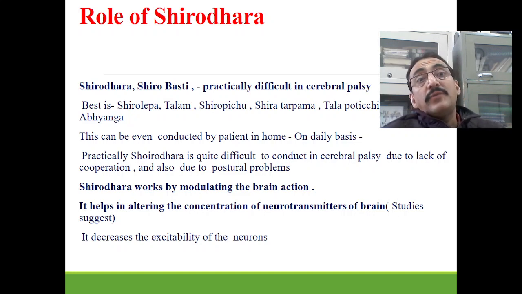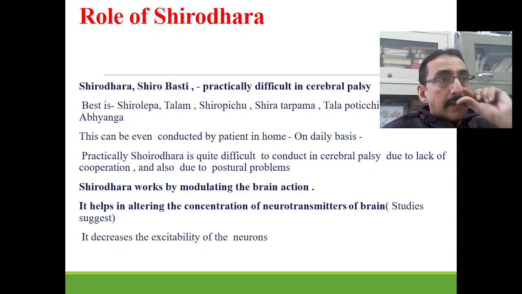Now how does Shirodhara actually work? Shirodhara works by modulating the brain function. This is important. It changes the brain's neuronal environment, just like major drugs. Shirodhara helps to modulate brain activity and to alter the concentration of the neurotransmitters. Many studies have also been done on this, on the neurotransmitters of the brain.